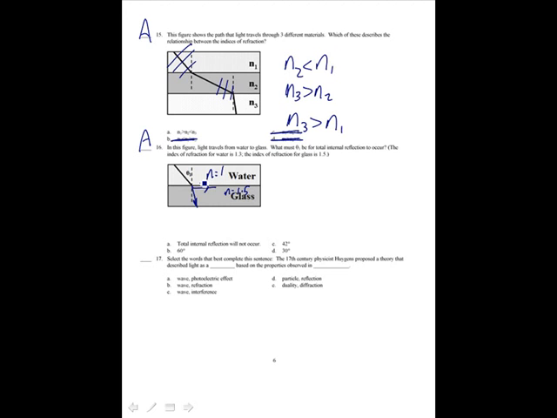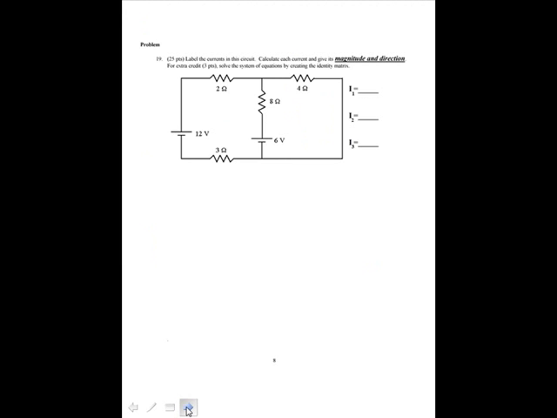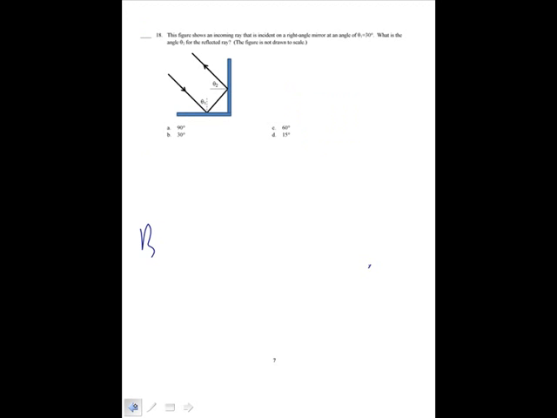Select the words that best complete this sentence. Huygens proposed a theory that described light as a wave based on refraction. So let's see, that is B. Number 17 is B. Number 18.